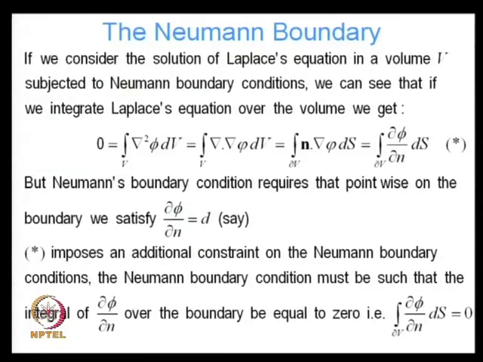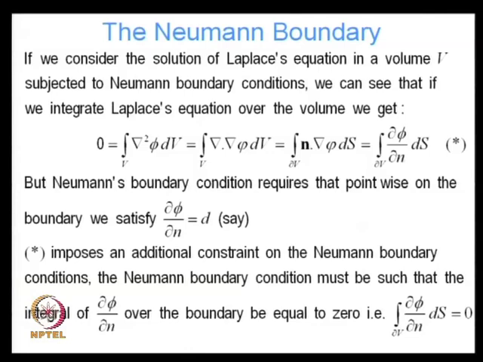So, if I consider the solution of Laplace's equation in a volume V subject to Neumann boundary conditions, we can see that if we integrate Laplace's equation over the volume, what do I get? This equation must be satisfied at each point in the volume V, but suppose I integrate over the volume V. This equation has got to be true, because Laplacian of phi is 0 pointwise. So, if I integrate that over my volume V, that had also better be equal to 0.